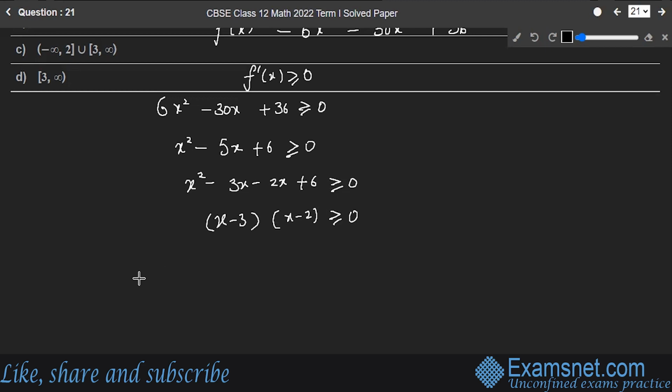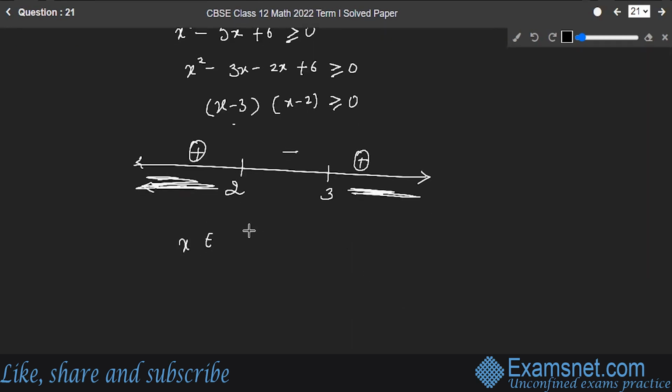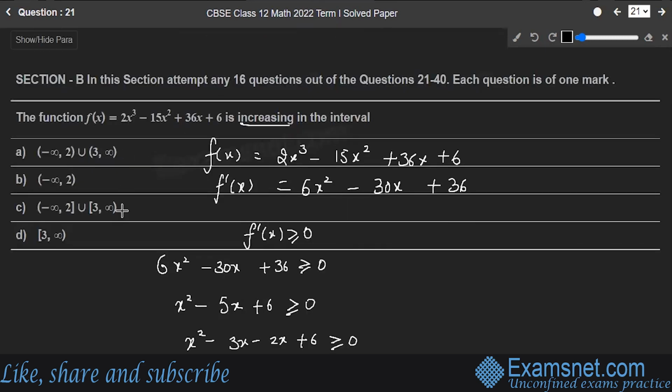So see, if I plot it on the graph, this is the graph. Here are the points 2 and 3, right? So between 2 and 3, it is going to be negative, because only if both are negative is this going to be greater than or equal to 0. On either side of it, it is positive. Correct? So it is increasing in this portion and this portion. Therefore, x belongs to minus infinity to 2 closed interval, union 3 to infinity, right? And this is your C option.